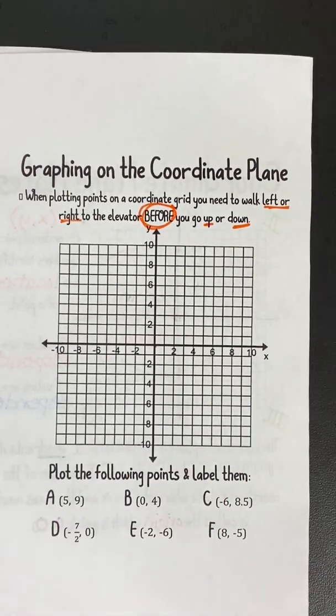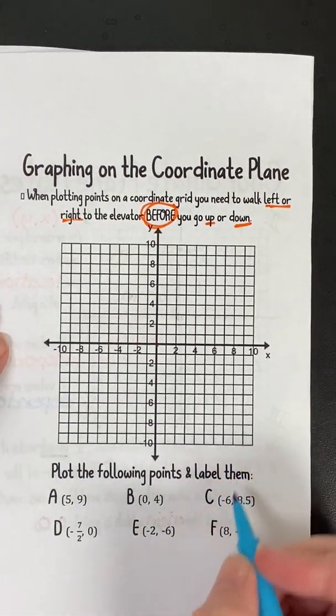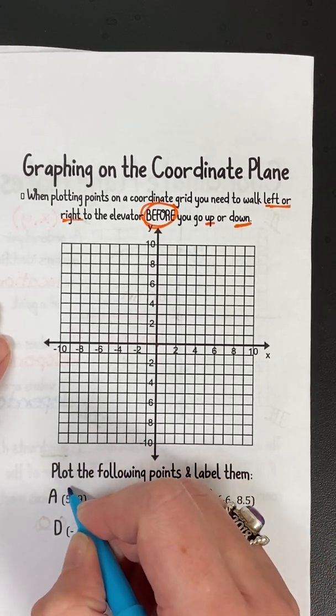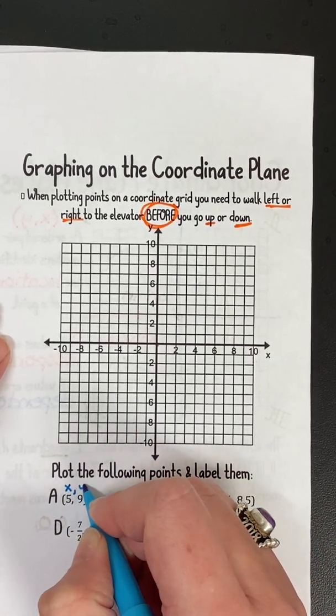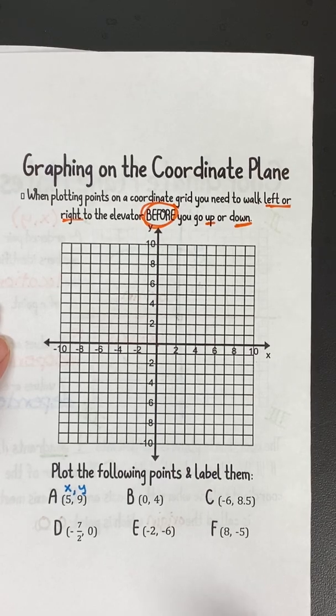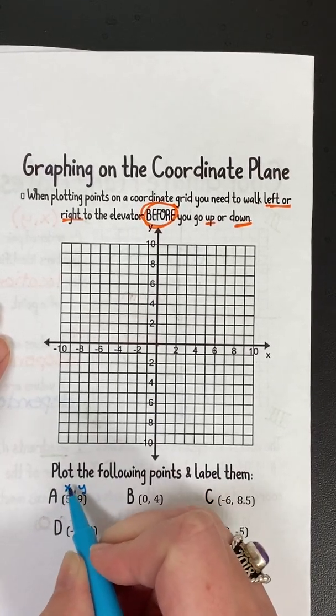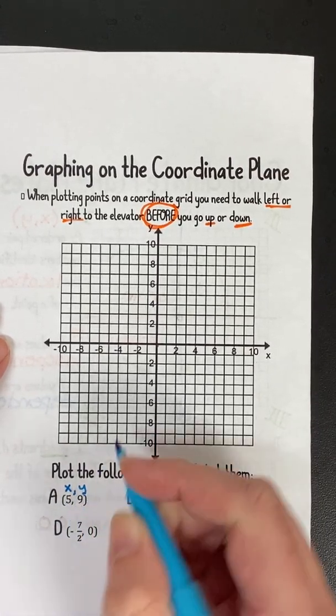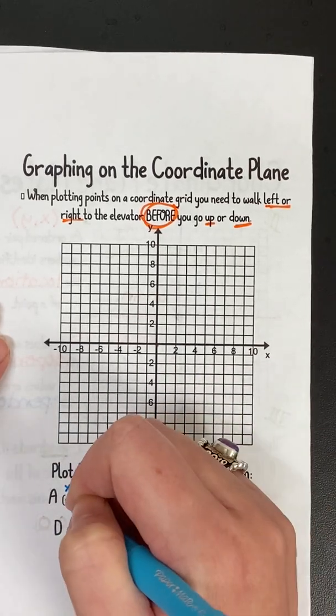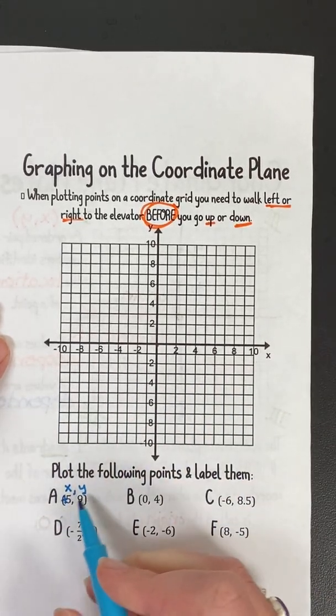So let's go ahead and practice plotting some points. I do want us to get used to labeling. This is my X and my Y. Our X always comes first. So I need to walk, and this is a positive 5. Remember, if it doesn't have a negative, it's a positive. So I'm going to think of this as a positive 5.